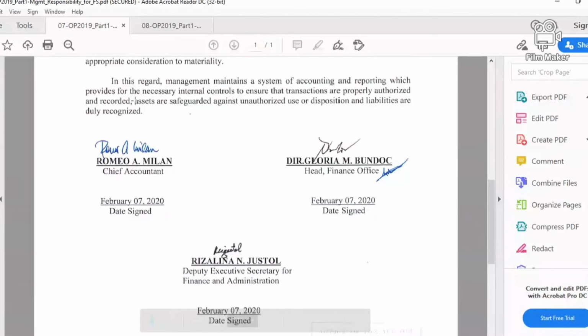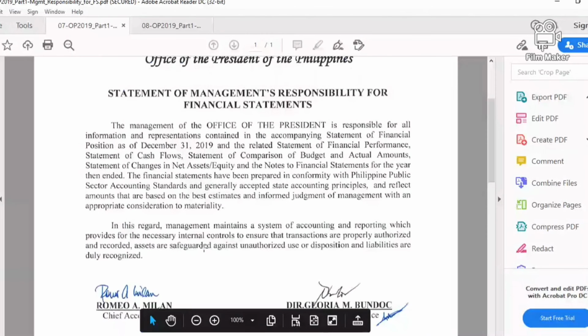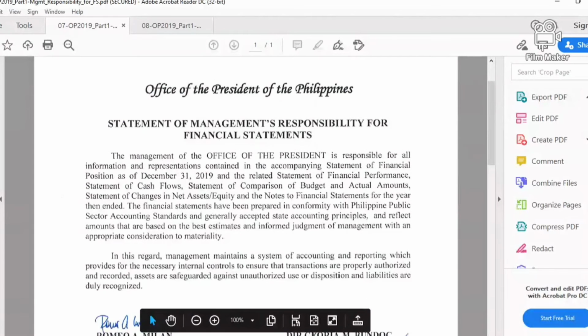And they are signed by the accountant, head of finance office, and deputies, executive secretary for finance and administration. So sila yung pumirma sa statement of management responsibility.